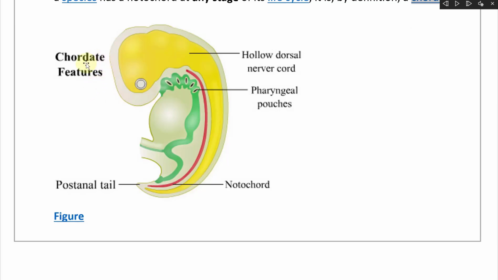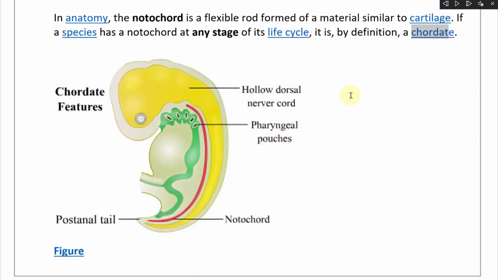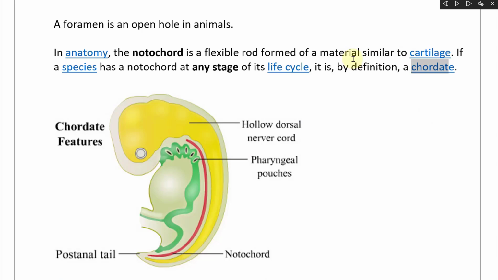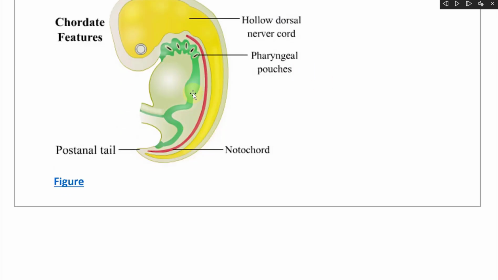So here are the chordate features. This figure is from meritnation.com. You have the post-anal tail at the bottom here. And then you have the notochord over here, goes all the way over, a thin flexible rod formed of a similar material to cartilage. Then there are the pharyngeal pouches over here, and there's a hollow dorsal nerve cord behind. Dorsal just means backside, so behind this notochord.